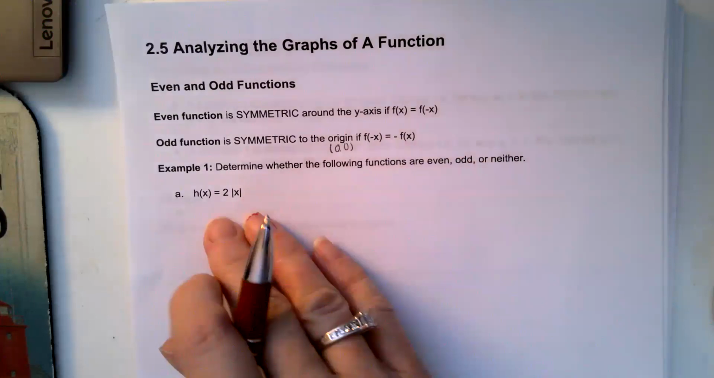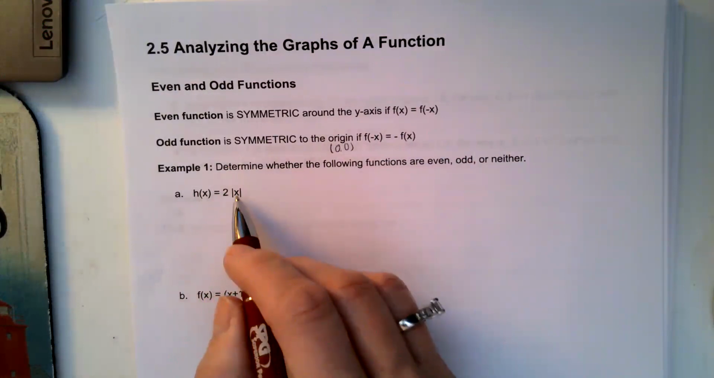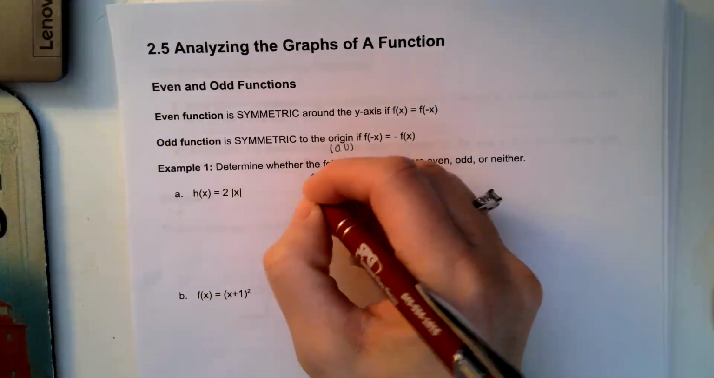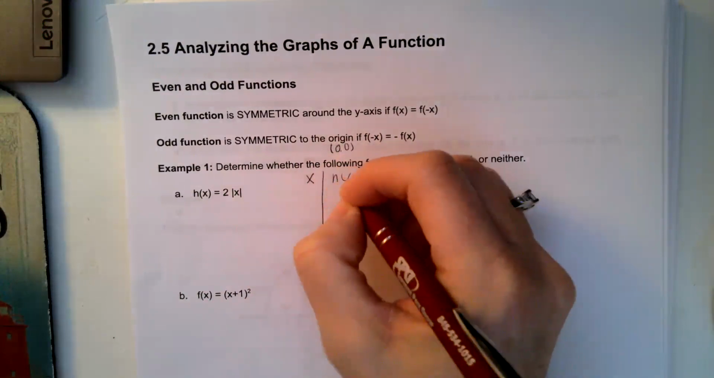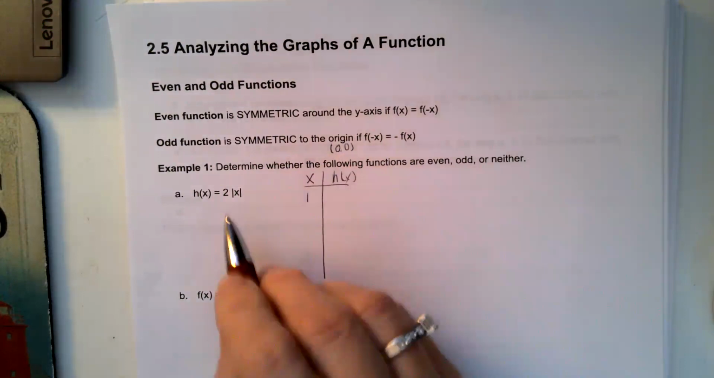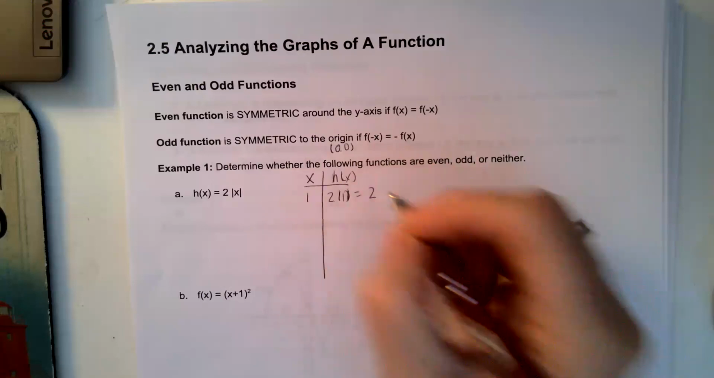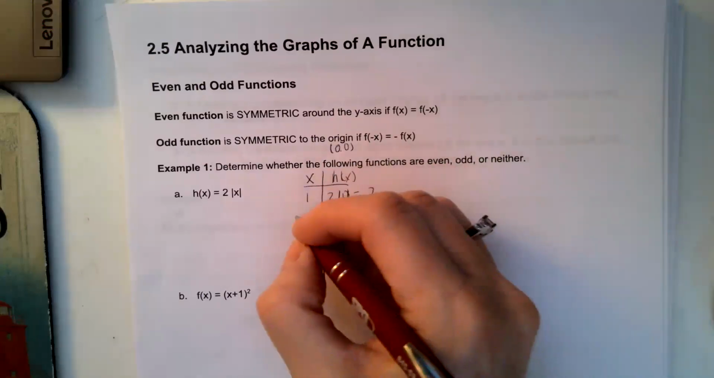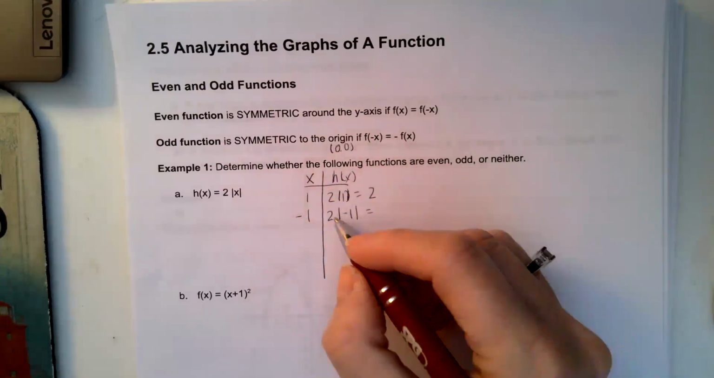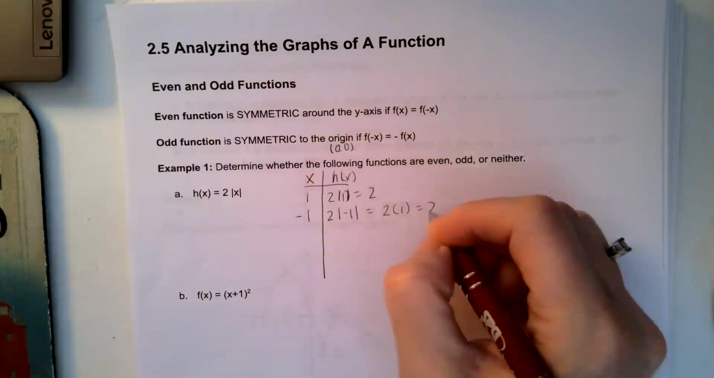So let's look at a couple examples here. So we have the function h, and that function is 2 times the absolute value of x. So let's make some little tables here. Let's put in 1. So if we put in 1, we get 2. Let's put in a negative 1. So if we put in a negative 1, 2 times the absolute value of negative 1 is 2.